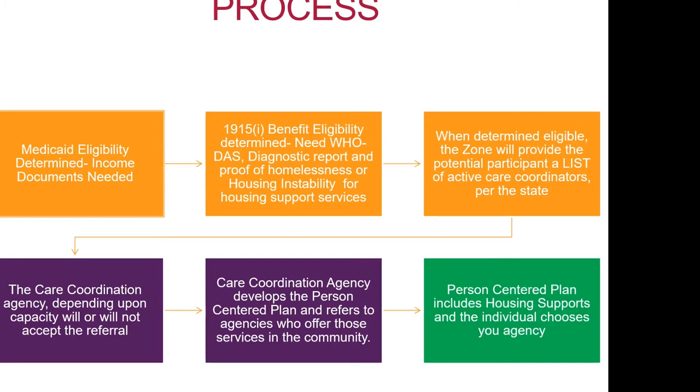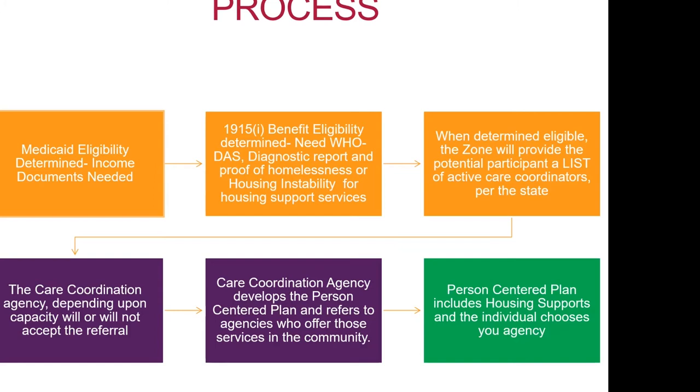When they're determined eligible for 1915i, the zone will then give the potential participant and anyone who's working with them or supporting them a list of active care coordinators. What agencies are doing care coordination in the state? It's the individual, their family, and their supports that begin to work with and determine the care coordination. The state has a great website that lists all the agencies that do care coordination. It tells you what counties they operate in, and folks try to connect to the people in the counties in which they're living.